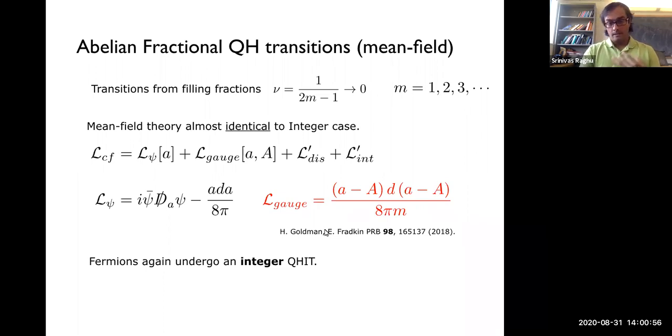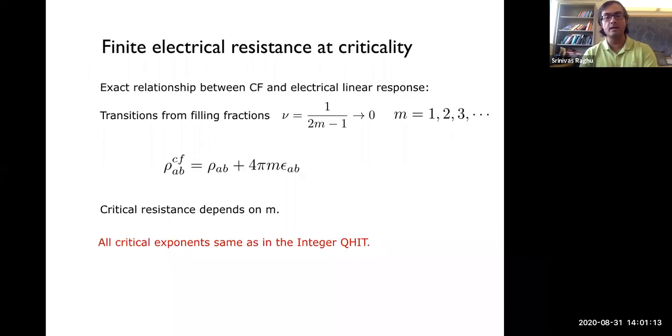And so in this representation, the matter part of the Lagrangian is doing exactly the same thing as before. It's only undergoing an integer quantum Hall to insulator transition. These other objects are important for gauge fluctuations. They're also important for the critical resistances because, as before, there was a dictionary between composite fermion resistivities and electrical resistivities.